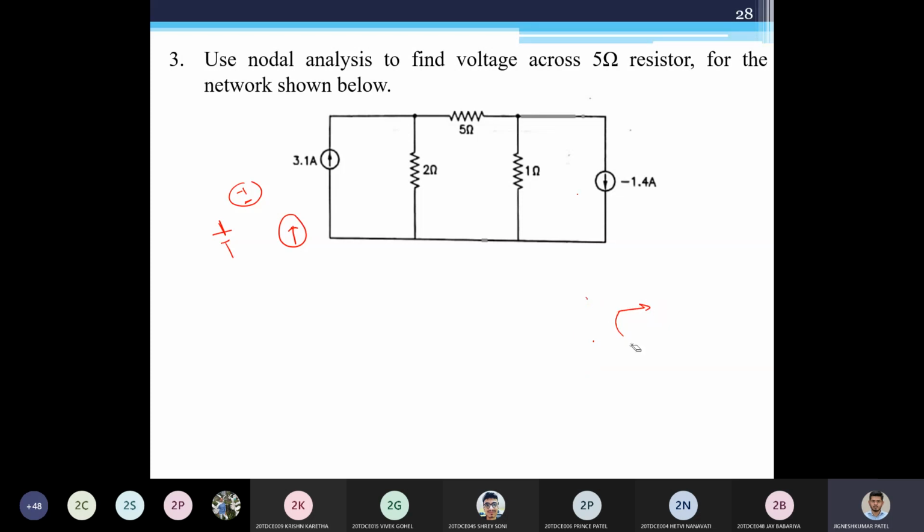Now, in this example, both the current sources are acting in two different directions. See, here it is going upward and here it is going downward. Now, how to solve this? So how to apply the nodal analysis? Basically, nodal analysis is the technique to identify individual nodes and find out the voltage at individual nodes.